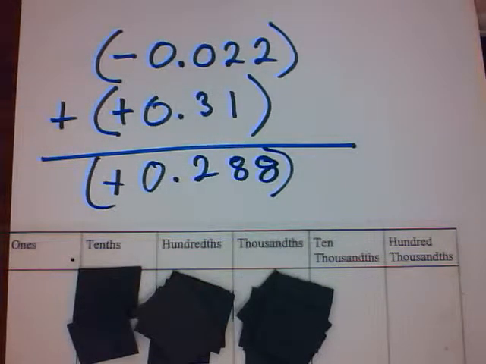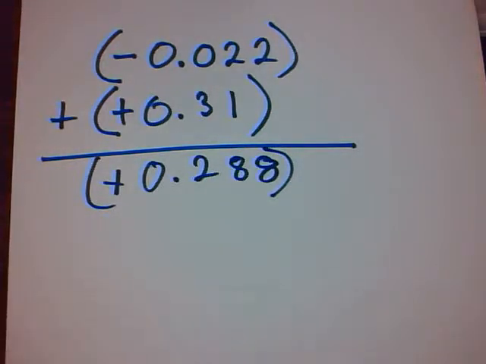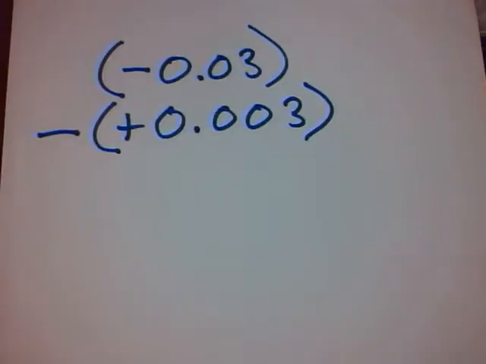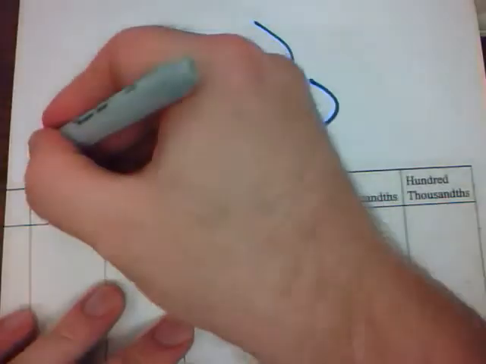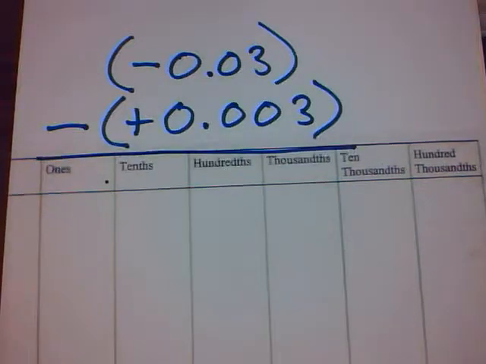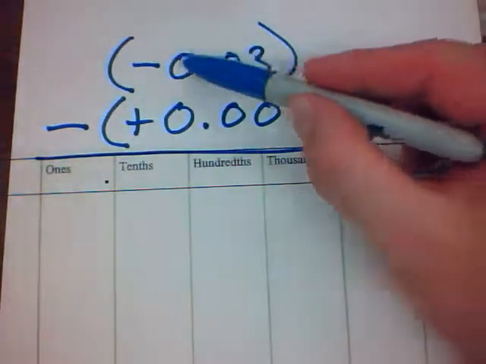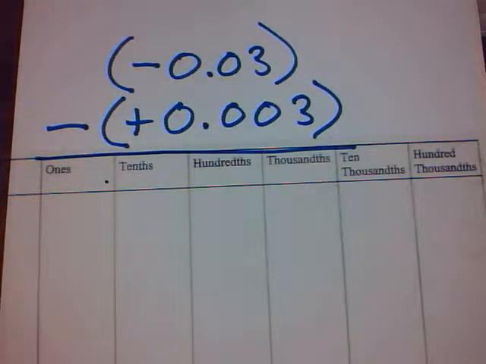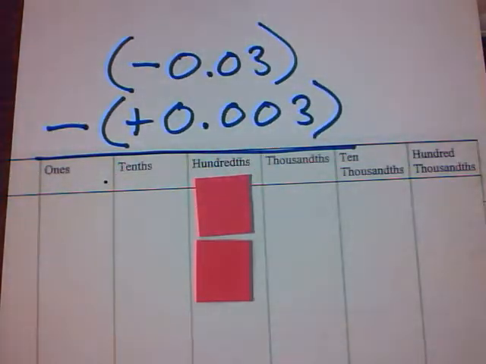Now, that's not quite the end of it yet either. Let's look at another example. Once again, let's look at our starting number. Negative 0.03. So I need 3 negative tiles in the hundredths place value.